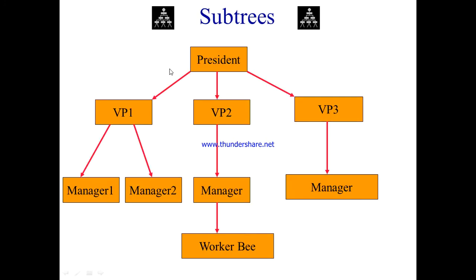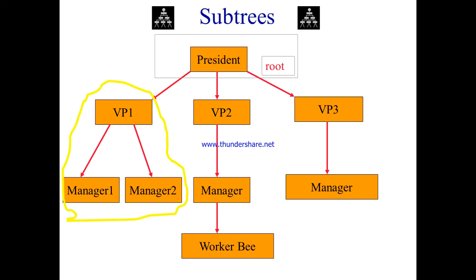So this is the root node, president is the root node. This is a complete tree. In this tree we can find a root, then you can see the left part. This is also a tree, yes or no? This is also a tree, but it is a subtree of this whole tree.